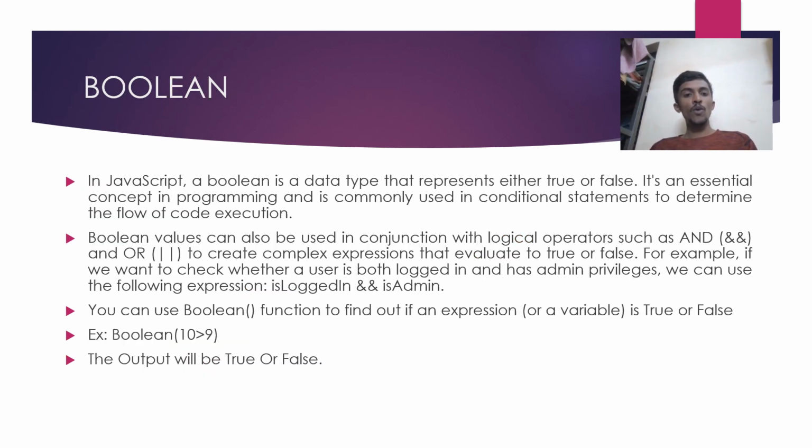Now let's look at one more object, that is boolean. In JavaScript a boolean is a data type that represents either true or false. It's an essential concept in programming and is commonly used in conditional statements to determine the flow of code execution. This clearly tells us it is either true or false. In that situation we will use this boolean.